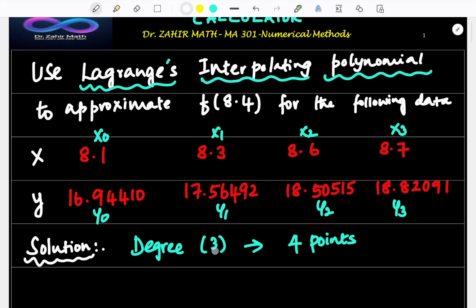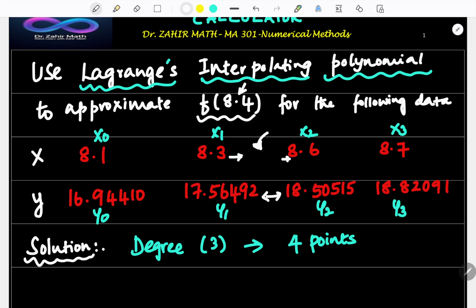Okay, right. Let's start. Use Lagrange's interpolating polynomial to approximate f of 8.4. This is the value you are going to approximate for the following data. What is the data? 8.1, 8.3, 8.6, 8.7. The value which you're going to approximate is 8.4, here. So it means your answer is between what? 17 point something to 18 point something. Keep that in mind.